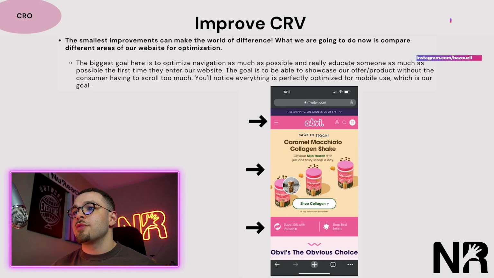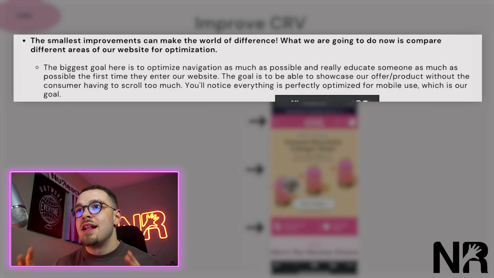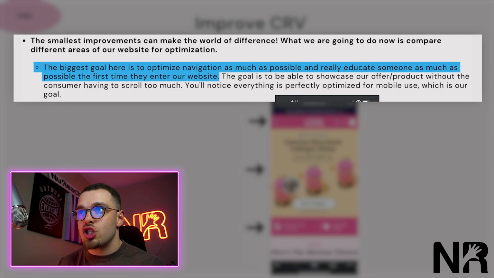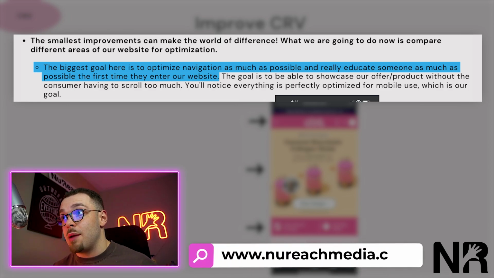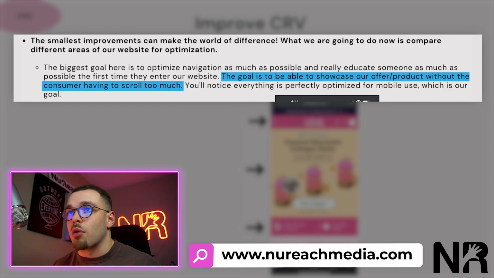Now, in terms of conversion rate and how people are navigating your website, the smallest improvements here can make the world of difference. So what we're going to do now is compare different areas for our website optimization. The biggest goal, especially on the homepage, is to optimize the navigation as much as possible, where we can really educate someone as they enter our website for that very first time, and they don't need to do a lot of scrolling. So the goal here is to be able to showcase our offer, our product, without the consumer having to do too much scrolling, like I mentioned.